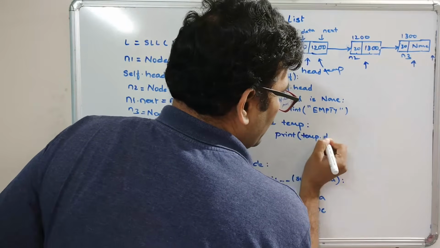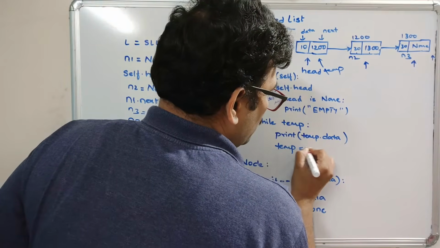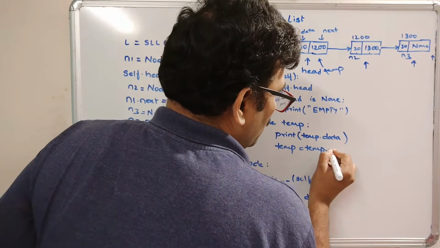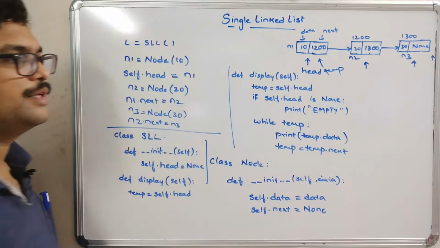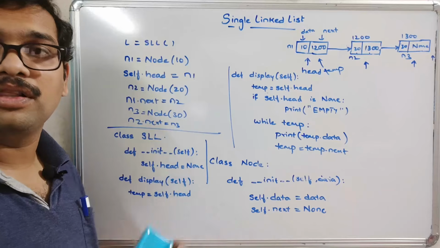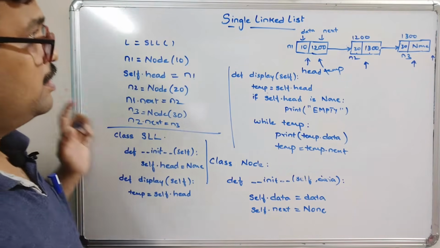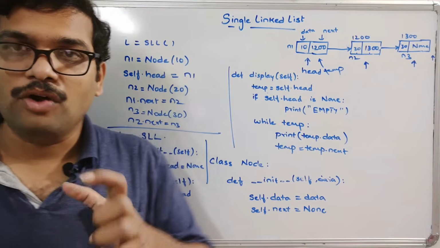So temp dot data, temp is equal to temp dot next. So this way we can create the list and we can display all the nodes of a single linked list, right? Hope you understood this one, how to create a node.